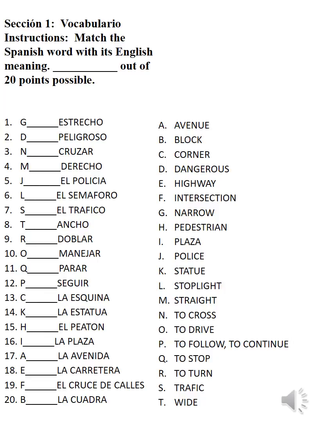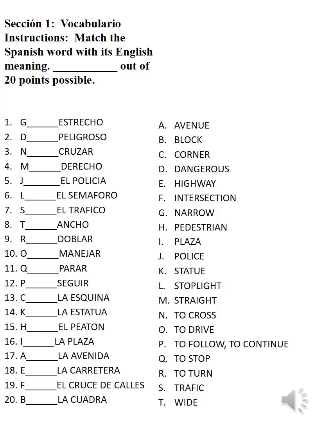Number 9, doblar, means R, to turn. Number 10, manejar, means letter O, to drive. Number 11, parar, means letter Q, to stop. Number 12, seguir, means to follow, letter P. Number 13, la esquina, means corner, letter C. Number 14, la estatua, means statue, letter K. Number 15, el peatón, means pedestrian, letter H.